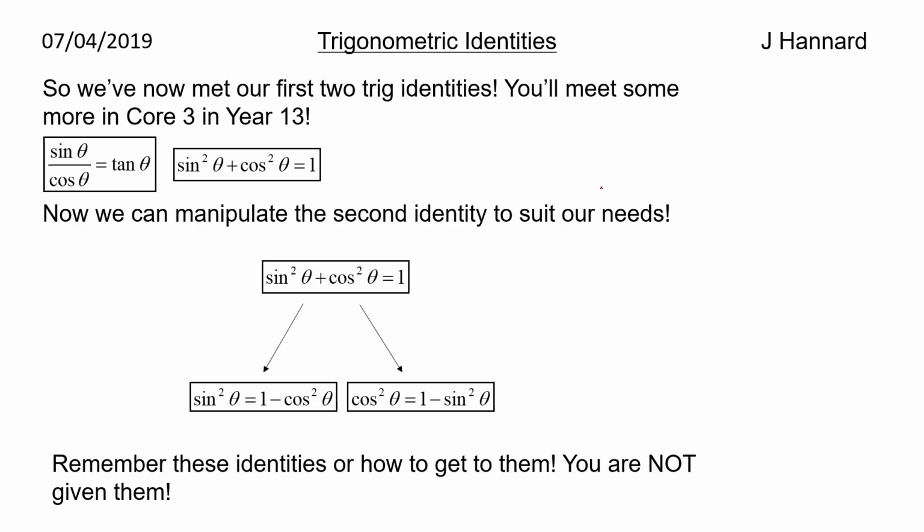So remember these identities or how to get them. You are not given them in the exam, so learn them. Two equations, and they'll really, really help you in your FSMQ if you can remember them.